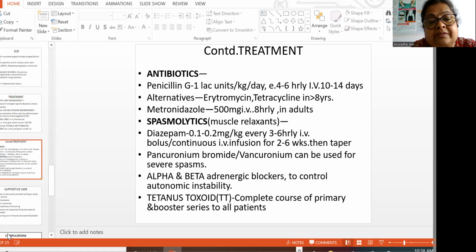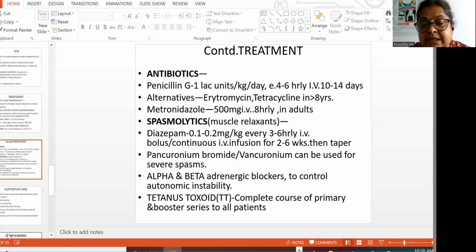Then for the spasm, you have to give spasmolytics like muscle relaxants. What are they? Diazepam, 0.1 to 0.2 milligram per kg every 3 to 6 hours intravenously, as a bolus or continuous IV infusion for 2 to 6 weeks, and then taper it. Then pancuronium bromide or vecuronium can be used for severe spasm.